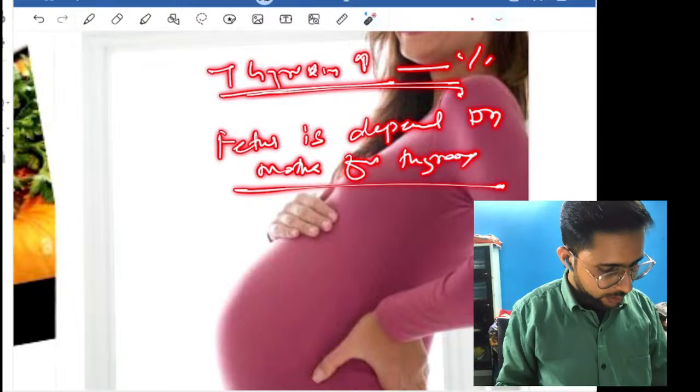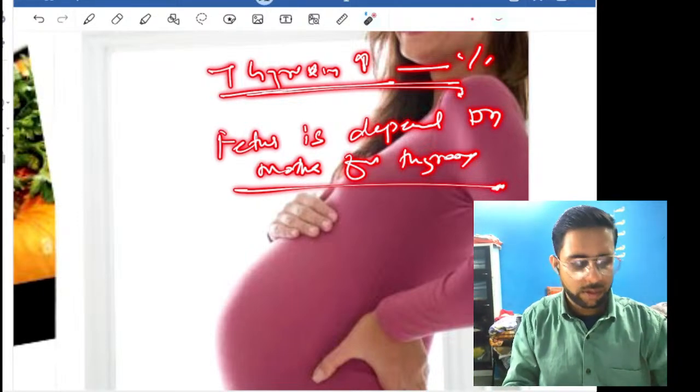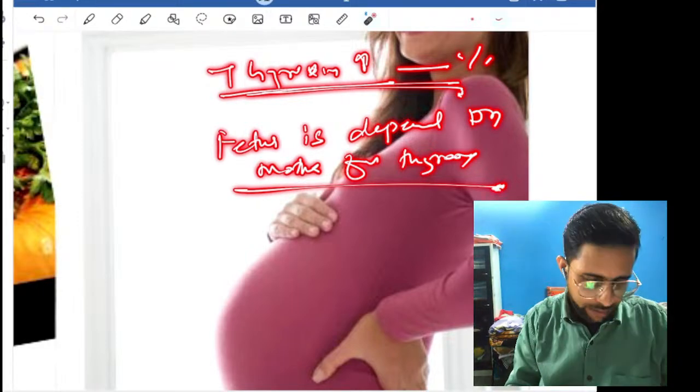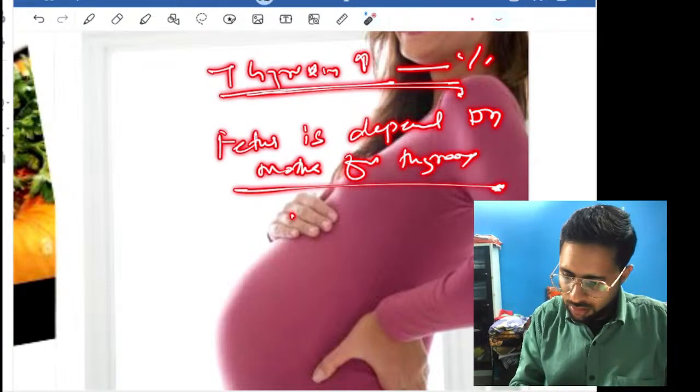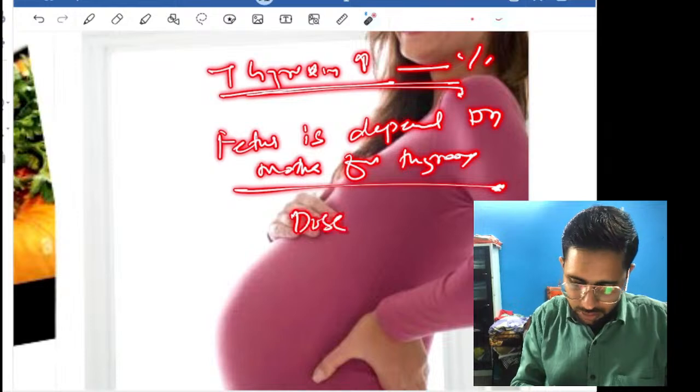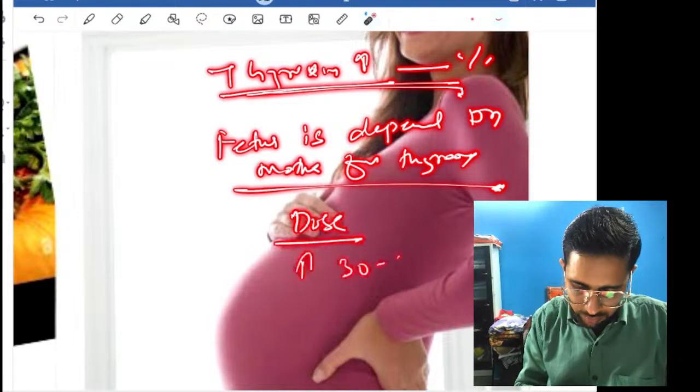Those who attended our yesterday's session in the MRC group on Telegram, please answer. So the fetus is dependent on the mother for thyroxine. So the dose of thyroxine should be increased by 30 to 50% in pregnancy.